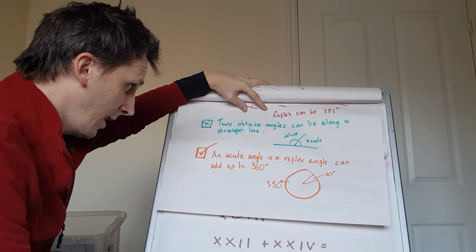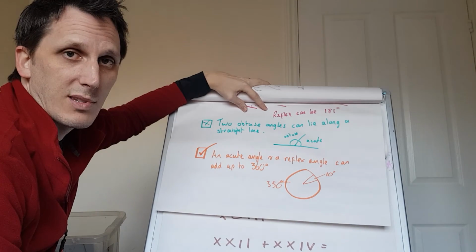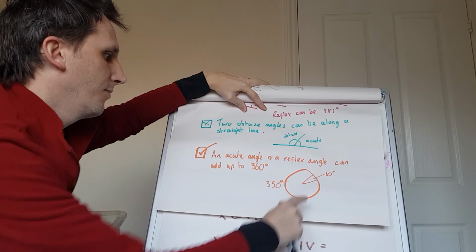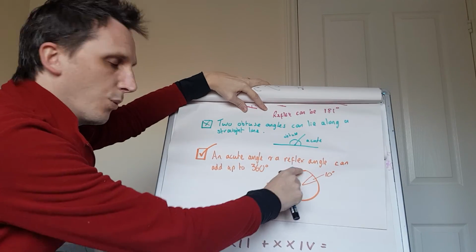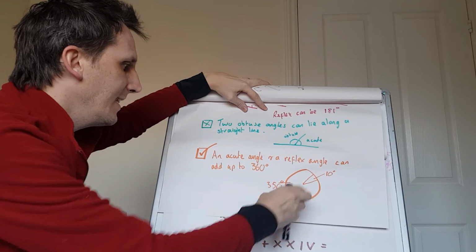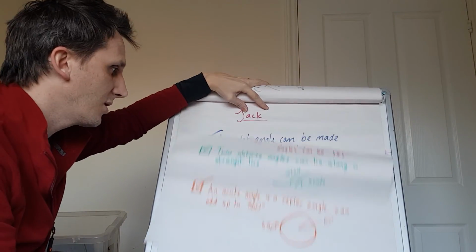And last of all, an acute angle and a reflex angle can add up to 360. It doesn't mean they all have to, it just says it can. An acute angle, which I've got here, 10 degrees, and a reflex angle, I've got one for 350 here, can add up to 360. And as we can see, yes, it can, and there'd be countless more examples of that. So yes, I can tick that one too.